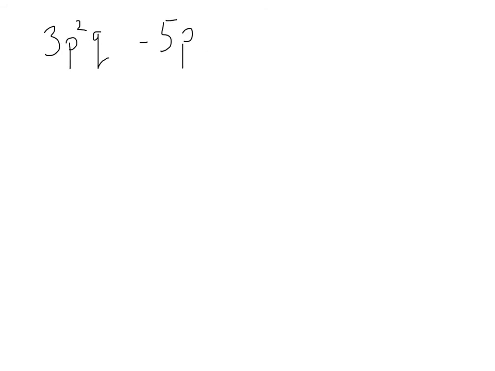Here we have one last example. 3p squared q minus 5p. I'm going to start as before by writing out the p squared in full. So 3 times p times q, subtract 5p. Okay. Do 3 and 5 have any common factors? No, they don't. They're both prime numbers, so they're not going to.